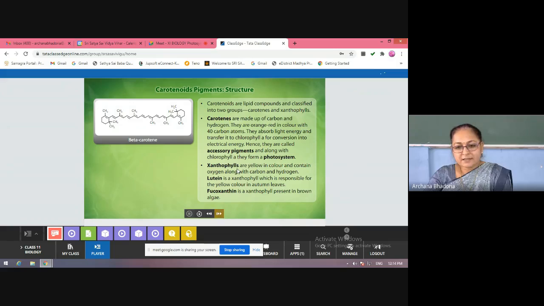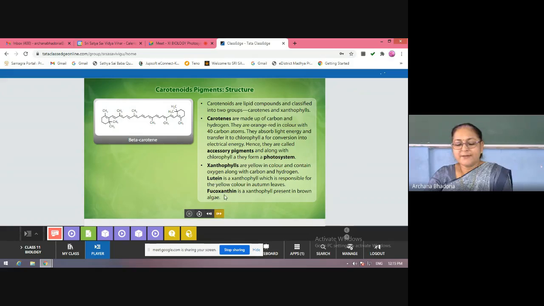And the next group, that is the xanthophyll, so they are yellow in color. So just write yellow in color, contain oxygen along with C and H. So you find the leaves turn yellow in the autumn season. Okay. So why do they turn yellow? Because of this xanthophylls.